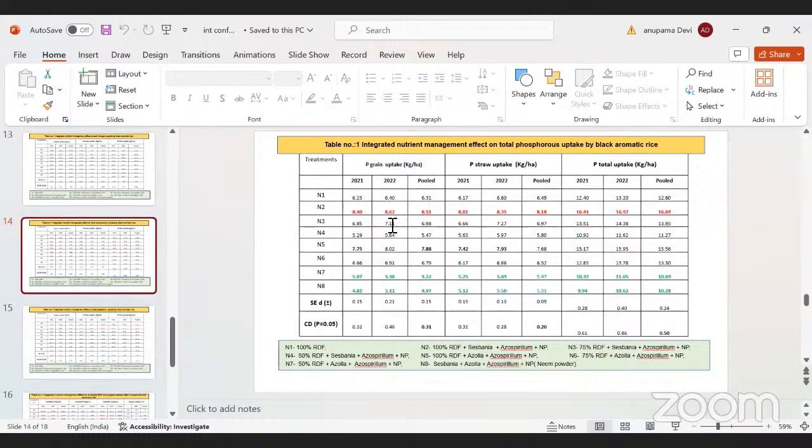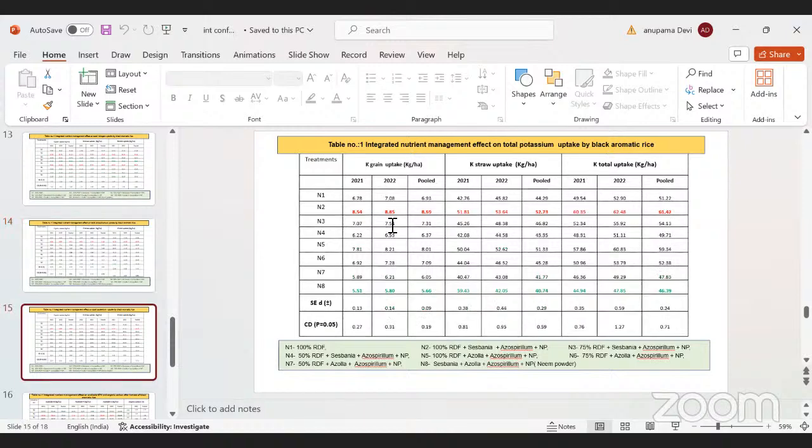And coming to total phosphorus uptake by the black rice, phosphorus content in straw and grain is also high in the N2, but the lowest is in the N8, but it is par with the N7, and a similar trend is also found in the phosphorus total uptake. And then the effect on total potassium, significantly highest potassium content is in the N2 treatment, and lowest in this organic treatment, the N8.